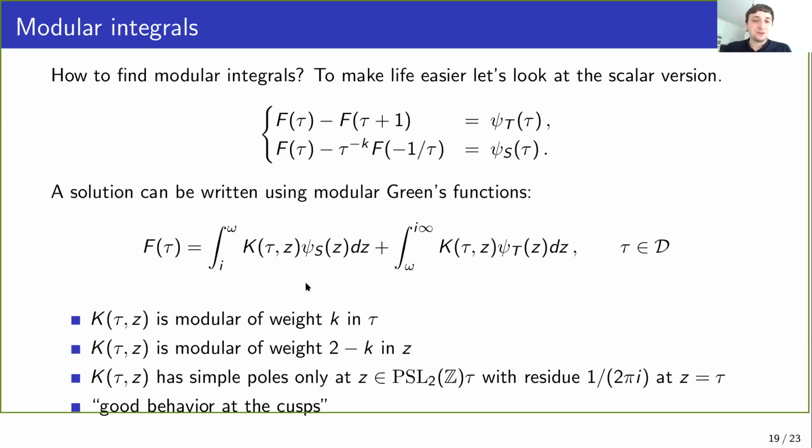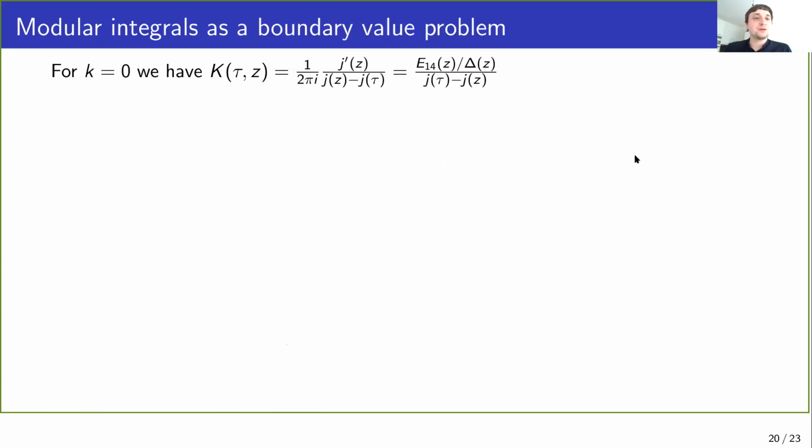And let me explain now in more down-to-earth terms how to solve it for k equals 0. For k equals 0, I will say explicitly this kernel turns out to be this function. Either you take the J invariant, you take its derivative and you divide by the difference, or you can actually calculate the derivative of the J invariant, and it's this thing.